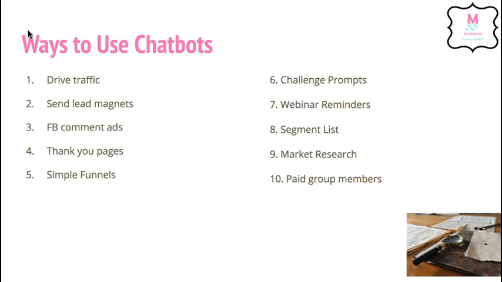Number 9, market research. Easy. Use your chatbot to ask questions. Find out what your target market needs and what it wants. And number 10, paid group members. Use your chatbot for call reminders, new class reminders, other announcements for paying members. If you have a coaching group or something, you can remind people about what's going on. Simple as that. So anything that you're running, a reminder is a brilliant thing, and people pick them up much quicker. So it's definitely a good thing to have going.